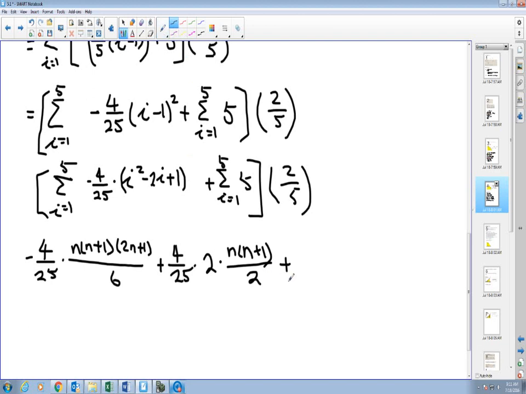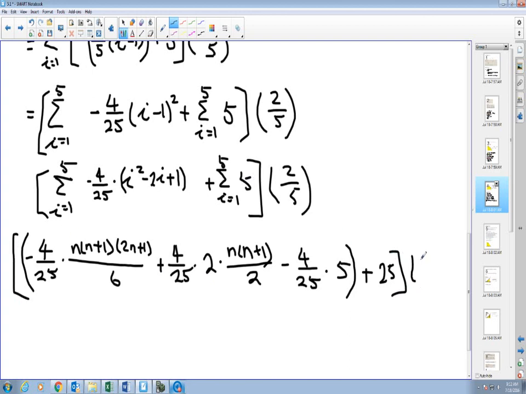Negative 4/25 times 1. No, make this term negative. So that's -4/25. This is a constant inside the sum, so that will be times 5, because n times 1 is 5. Plus, okay, I don't want to get these guys all jumbled up. This is a whole separate sum, so I'm going to do these together. 5 times 5 is 25, and all of them need to be times 2/5 at the very end.